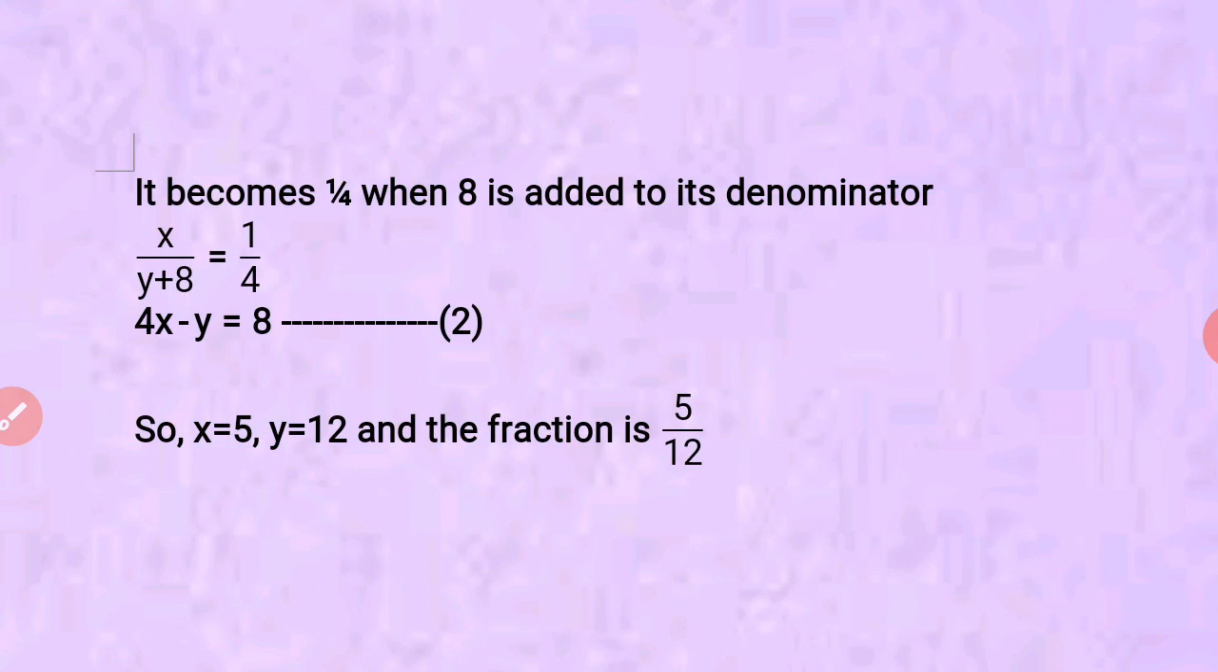The second condition tells you that you have to add 8 to the denominator. So here the new fraction is x upon y plus 8, but it is equal to 1 by 4. It is given in the question. Now solve it further and your equation 2 is 4x minus y equal to 8. With these two equations, you are going to proceed with any of the methods, you will get x as 5, y as 12. But the question is find the fraction. So the fraction becomes 5 by 12.